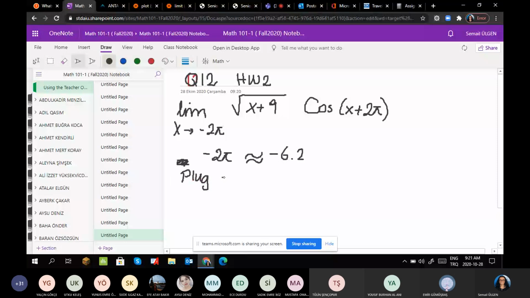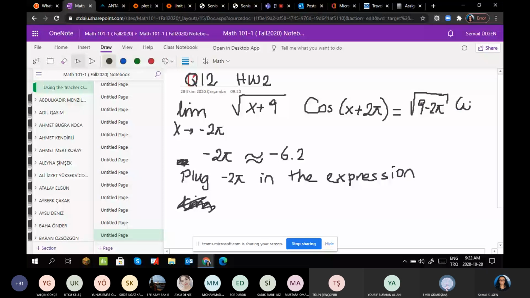Negative 2 pi into the expression in the function. I shouldn't write this anymore; maybe I can continue here. So it's going to be square root of 9 minus 2 pi. And then what is cosine 0? Cosine 0 is 1. So this is 1, and the answer is this.